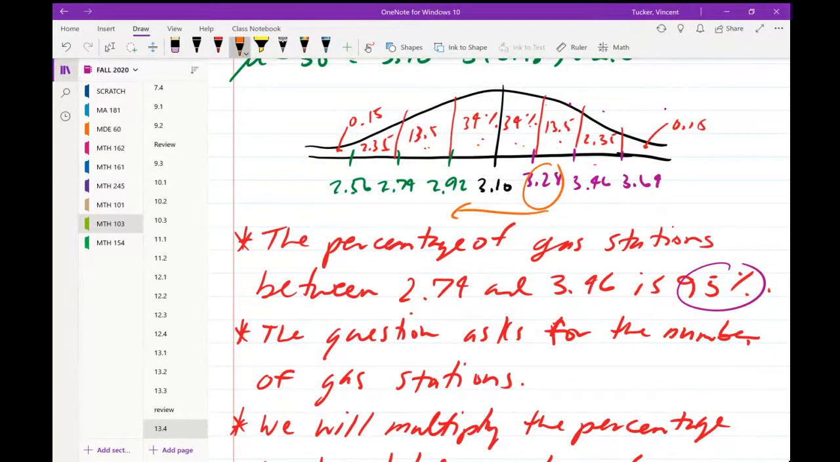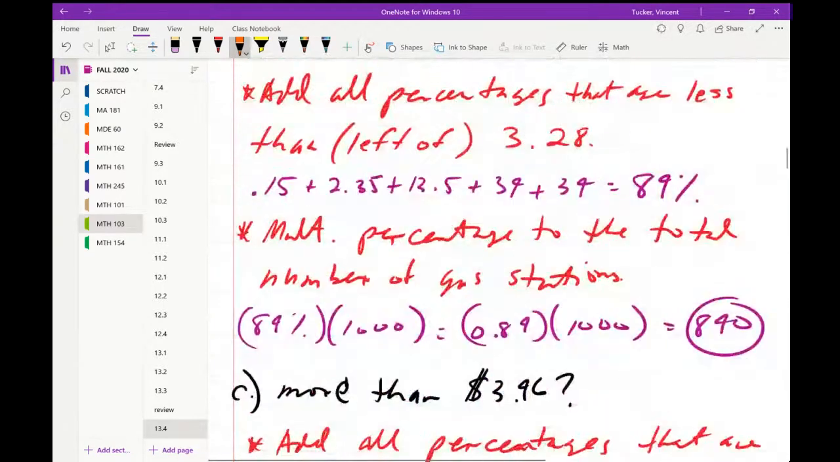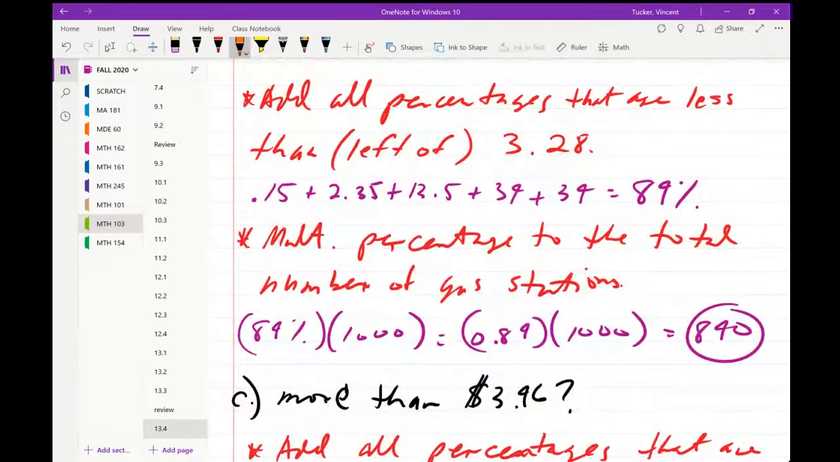So all the percentages that are to the left of it, you're talking about this 0.15, 2.35, 13.5, 34, and 34. So I add up those right here, and that gave me 84%. So we take that 84%, multiply it to the 1,000, and that's 840.